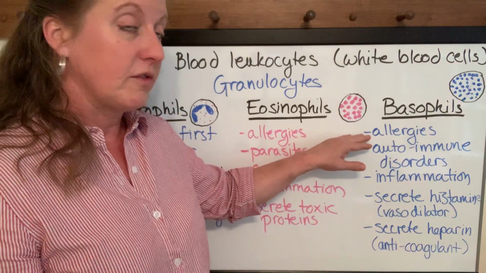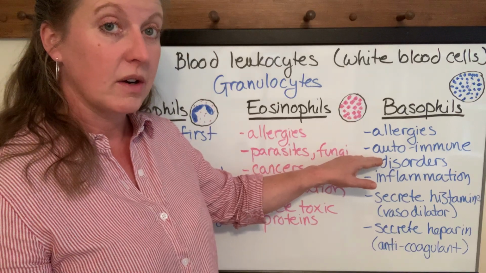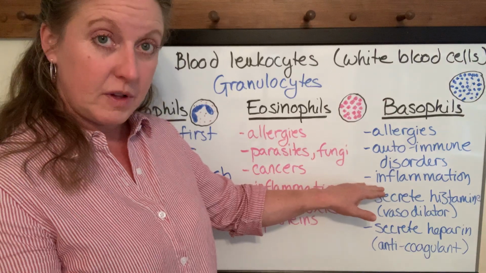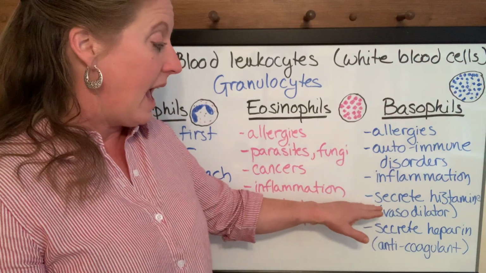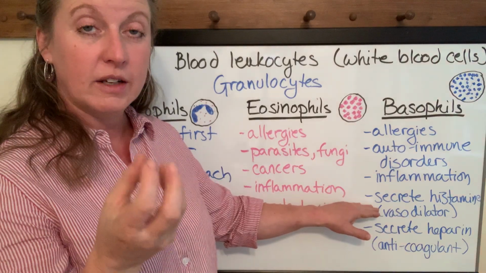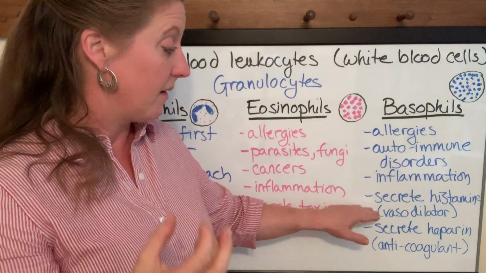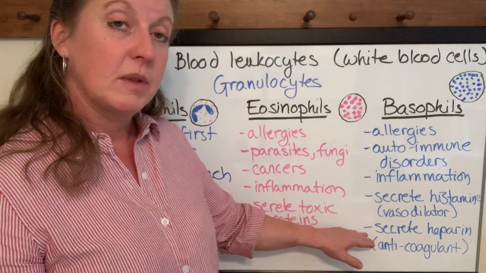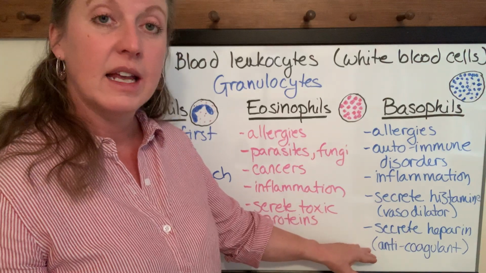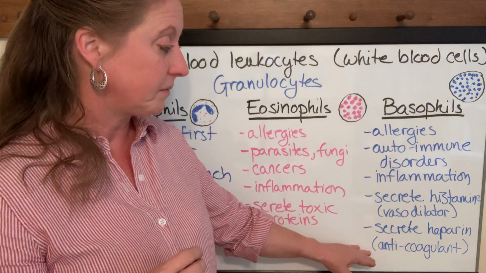Basophils are also involved in allergies. We often see them involved in autoimmune disorders where the immune system attacks our body. They are also involved in inflammation, or calling for help. And they secrete histamine, which is a vasodilator that's part of calling for help. That makes the vessels dilate and brings more blood to the area. And they also secrete something called heparin, which is an anticoagulant, a thing that prevents clotting. And we'll see why this is important when we get to the immune system.